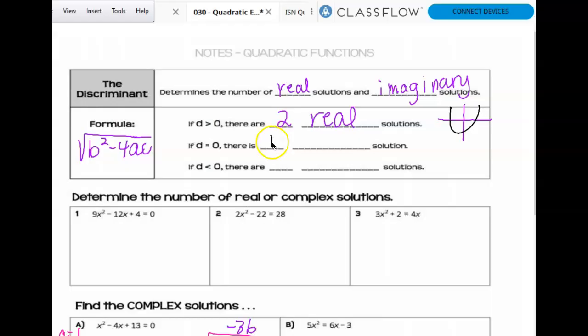If d equals 0, there is going to be 1 real solution. And that means it's going to look like this. It's only going to touch the x-axis in 1 place. So the vertex and the x-intercept will be the same. The last one, if d is less than 0, there's going to be 2 imaginary solutions. And that means that the parabola doesn't touch the x-axis at all. It doesn't touch it at all.